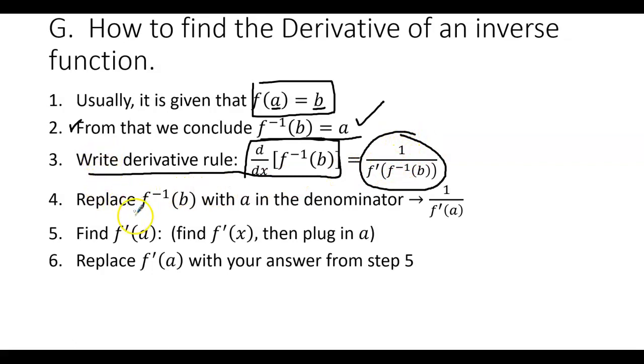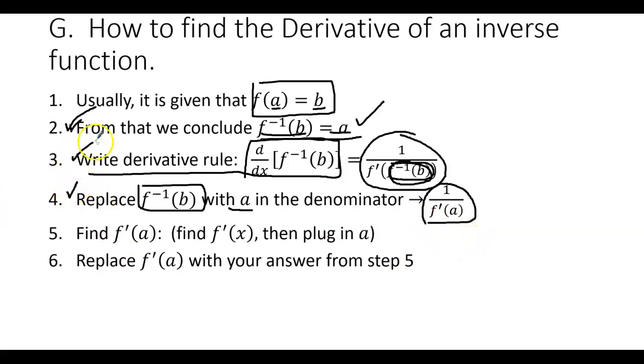Now, the next thing we're going to do is we're going to replace the f inverse of b in our formula. You're going to replace this with a. Now, what do I mean by that? Well, back here in step 2, we said that f inverse of b equals a. So that means you could replace f inverse of b with a, and you get this now as a result.